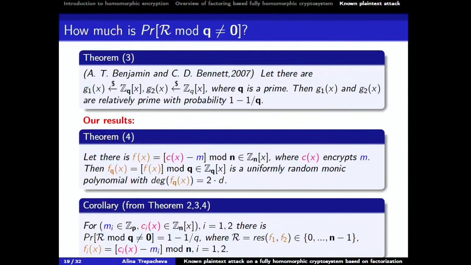And by the Chinese remainder theorem, here the resultant is not equal to 0 modulo n if and only if it's not equal to 0 modulo q. And the last one, according to properties of resultant, is equivalent to the fact that polynomials equal to ciphertext minus plaintext modulo q are co-prime over Zq. And to estimate the probability to recover p by the computation of resultant, we need to estimate the probability that polynomials equal to ciphertext minus plaintext modulo q are co-prime.